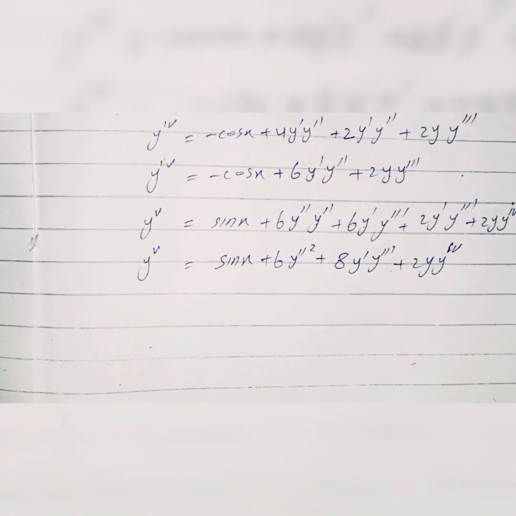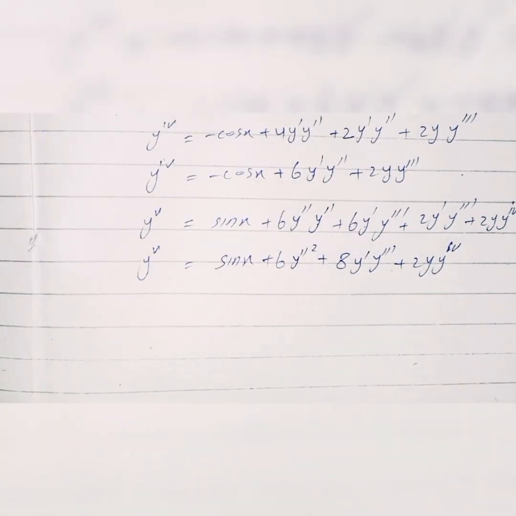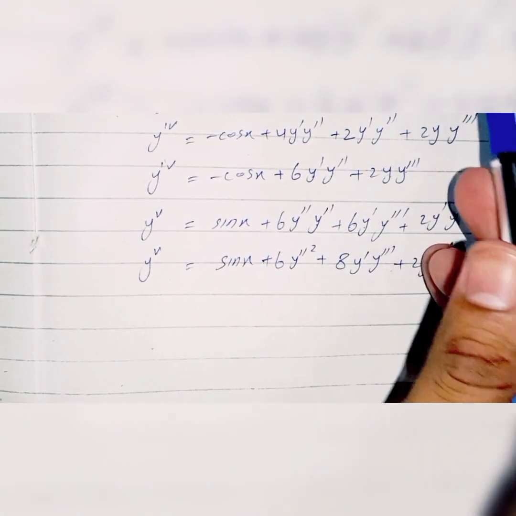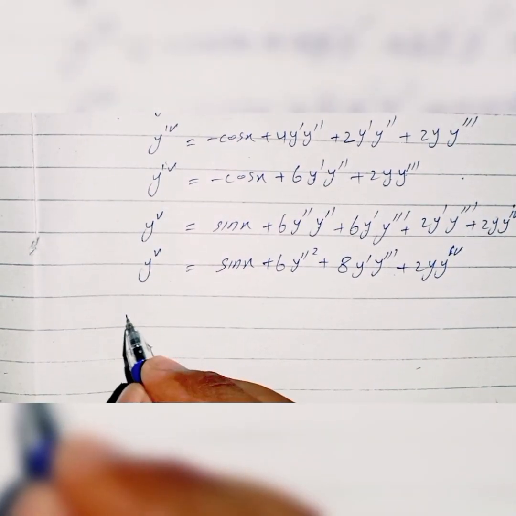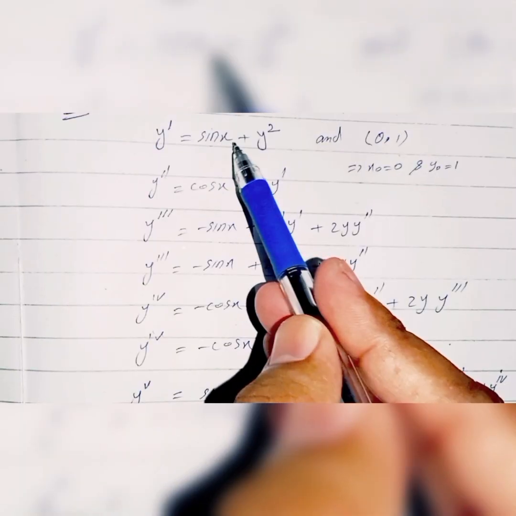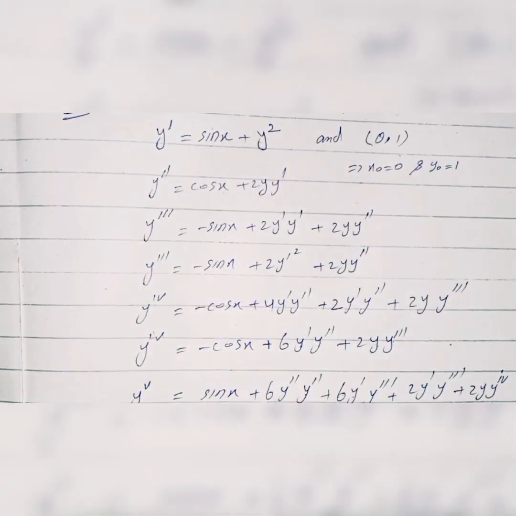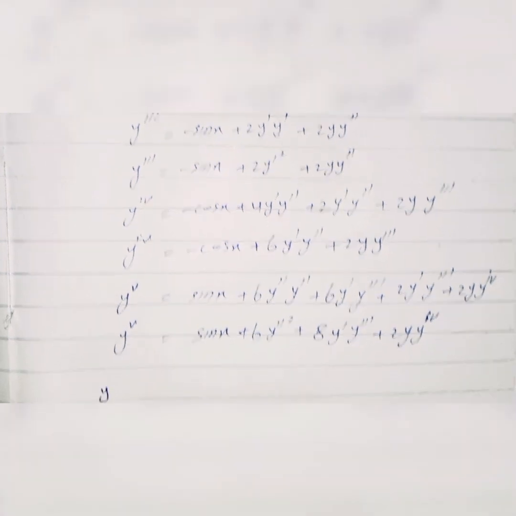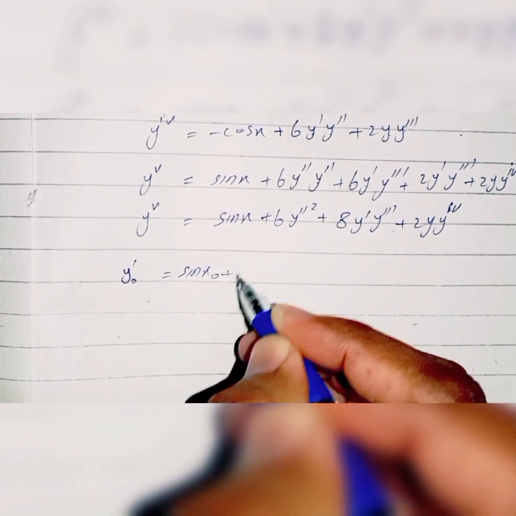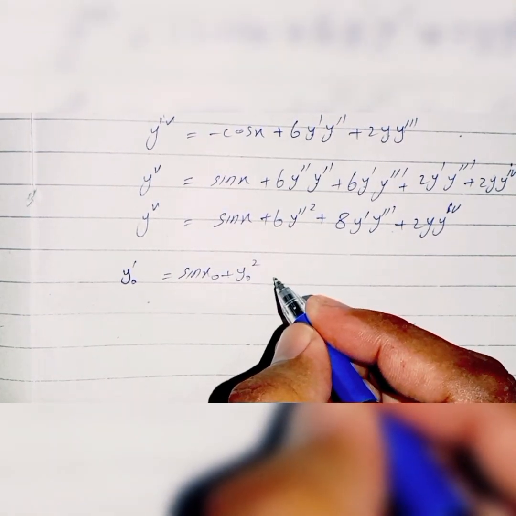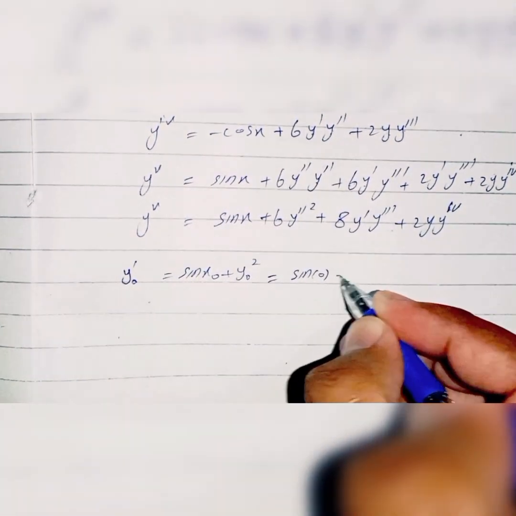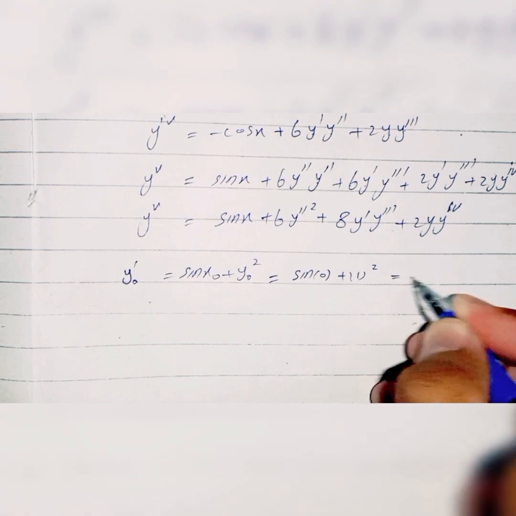Now we find the values of all derivatives at x naught equal to 0 and y naught equal to 1. Since y prime is equal to sin x plus y square, therefore y prime naught becomes sin x naught plus y naught square. Putting the values of x naught and y naught, we have sin 0 plus 1 square, which is equal to 1.